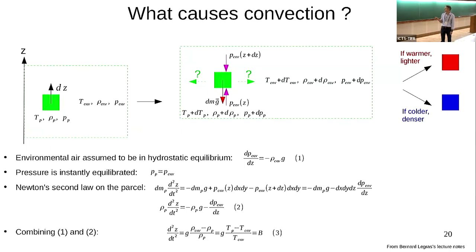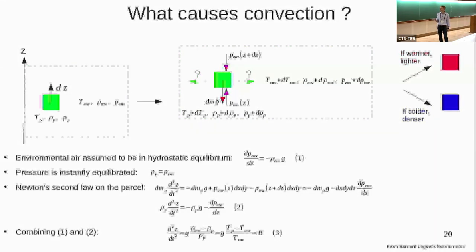Now if you put 1 and 2 together, then you can get the acceleration of that parcel of air. It's just the difference between the density of the environment and the density of the parcel. Pretty good. This is what we were kind of saying, that if it's lighter or denser, it's going to go up or down. It appears here very quickly in just 2 lines.